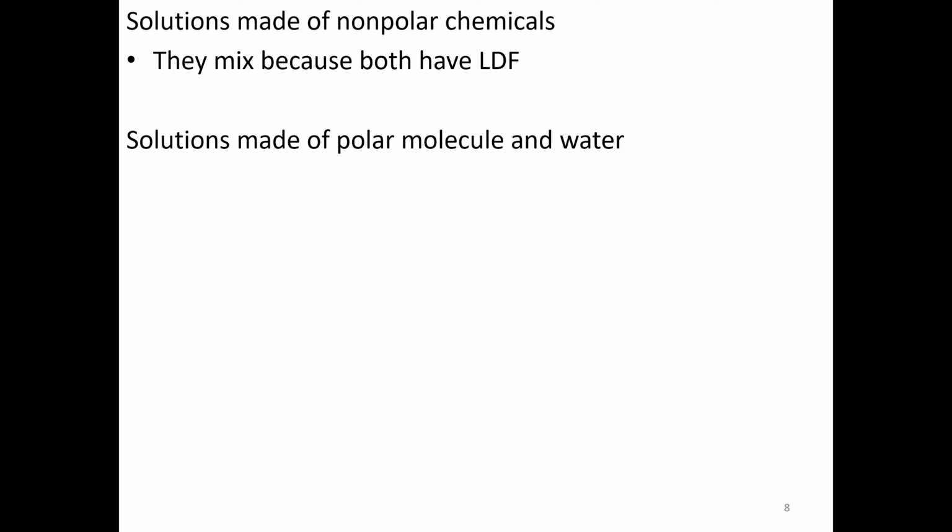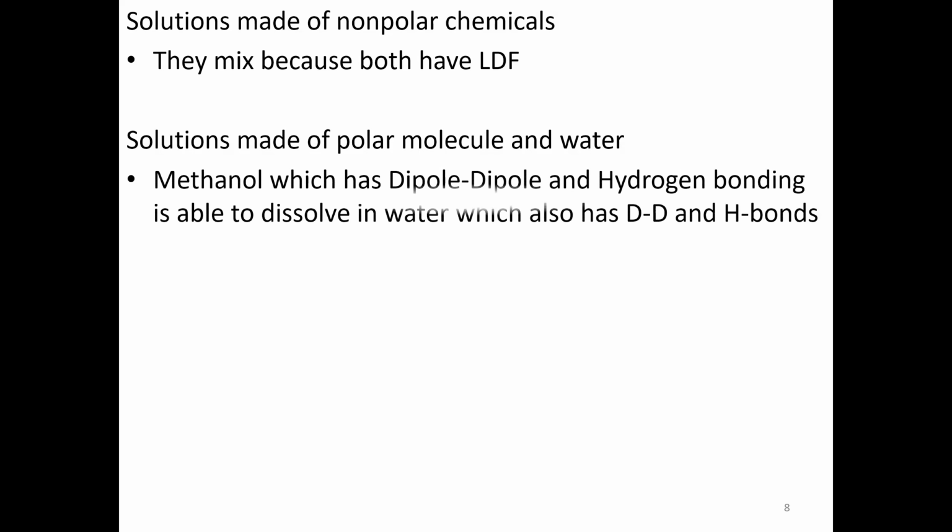A solution made of a polar molecule in water: methanol, which is a dipole interaction. In case you don't know what methanol is, it's CH3OH, the one we saw earlier. And hydrogen bonding is able to dissolve in water, which has dipole-dipole and H bonds.